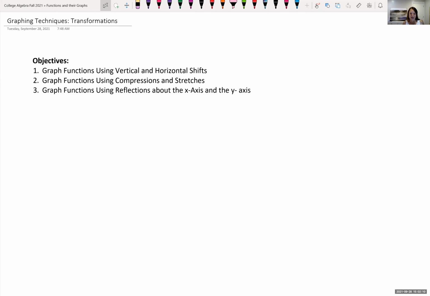We're continuing to look at graphing and graphing techniques. We're going to use transformations to help us graph. And so in this lecture today, our objectives are to graph functions using vertical and horizontal shifts. We're going to graph functions using compressions and stretches. And we're going to graph functions using reflections across the x-axis and the y-axis.